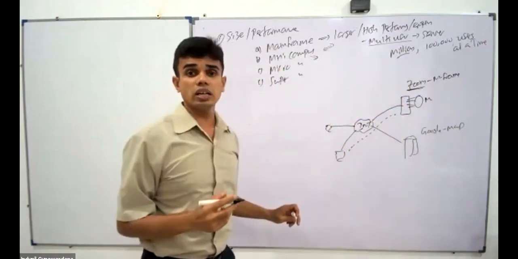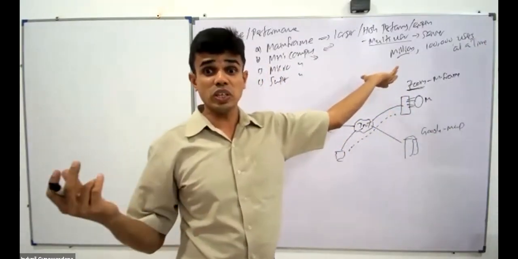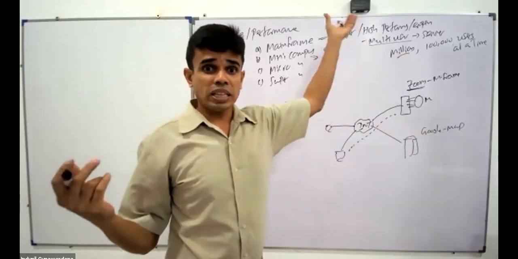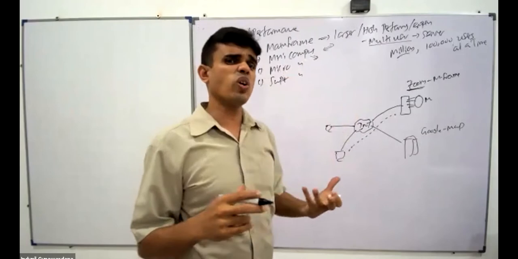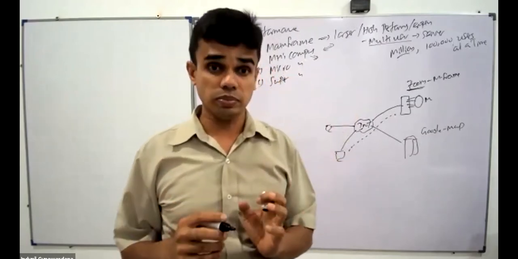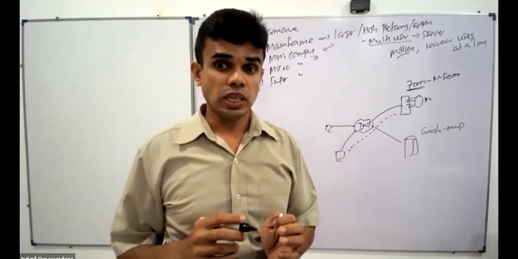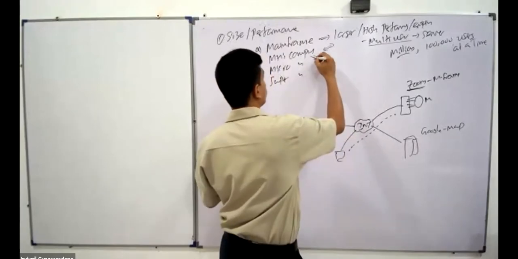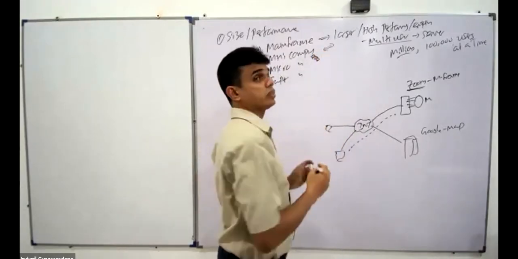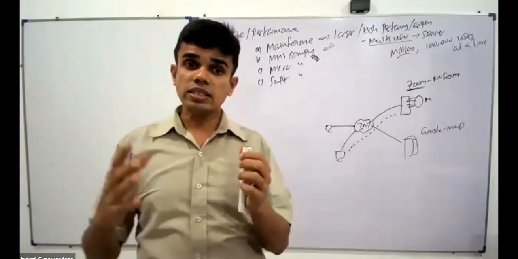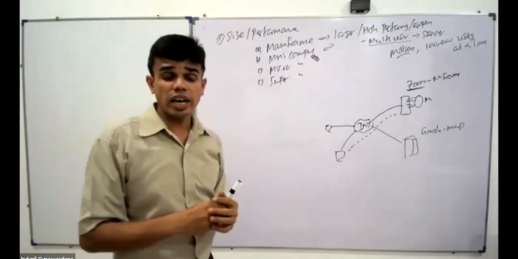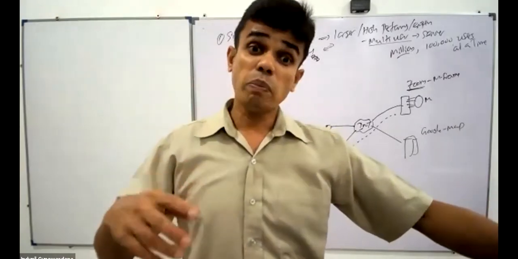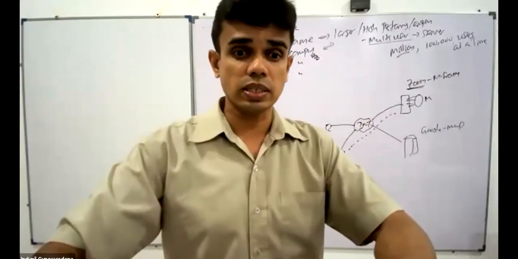For a time only, that much of users are there. But there are requirements by some organizations where they have around 1,000 users at a time. Then they are going to use a mini computer. That's a small scale of mainframe computer. It's not high performing like the mainframe, but better than our computers.